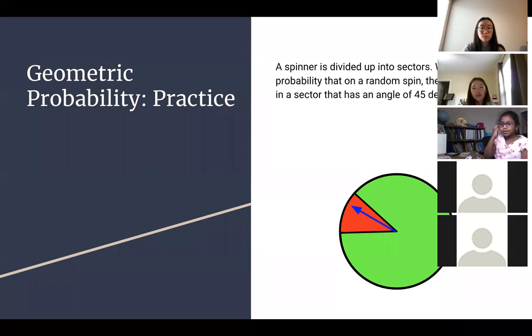Okay, so our next question is, a spinner is divided up into sectors, and what is the probability that on a random spin, the spinner lands in a sector that has an angle of 45 degrees? So this is a pretty big hint, but the entire circle has 360 degrees. And the sector is 45. So that is a very big hint.